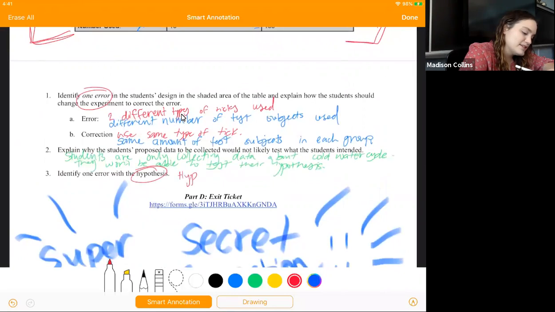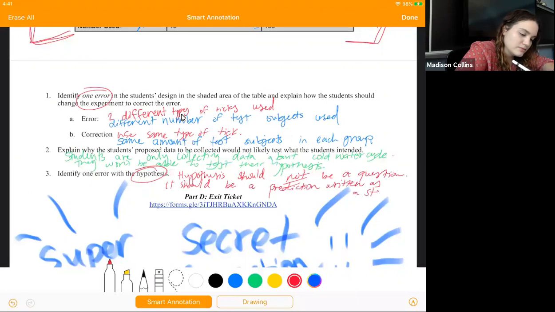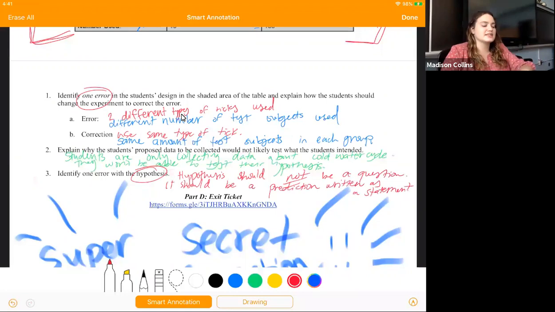So a hypothesis should not be written as a question. It should be a statement or a prediction. Right? It should be a prediction written as a statement.